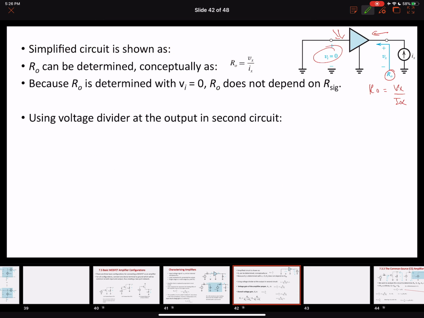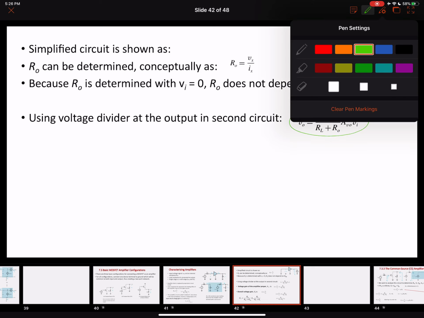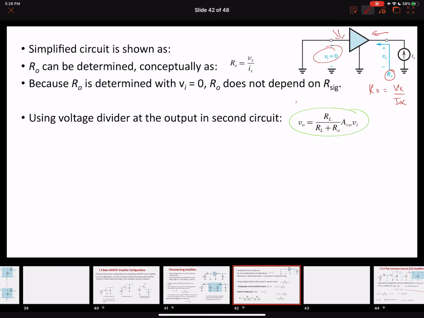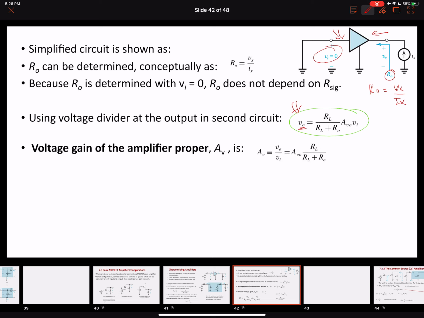You can also find the same equations over here. Again, this is the voltage divider. By using the voltage divider rule, you can find the output voltage. And similarly, you can take this Vi over here, and this is the value that you're going to get. So this is the voltage gain of an amplifier.